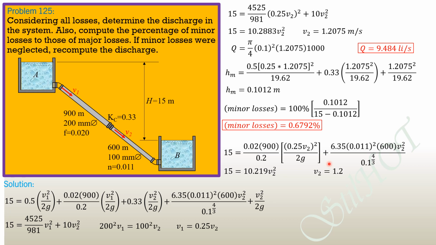From here, V sub 2, disregarding losses, is 1.2116 meters per second, and therefore Q prime is pi over 4 times 0.1 squared times 1.2116 times 1000 liters per cubic meter. So the discharge ignoring losses would be 5.516 liters per second, which is very slightly higher than this considering losses. So that's why this answer is acceptable, neglecting losses.